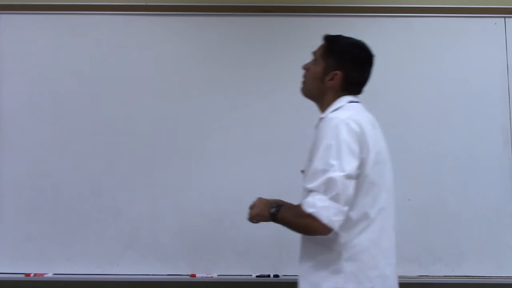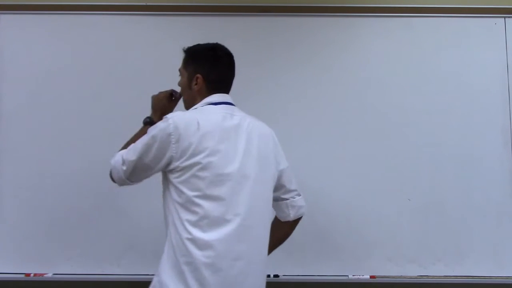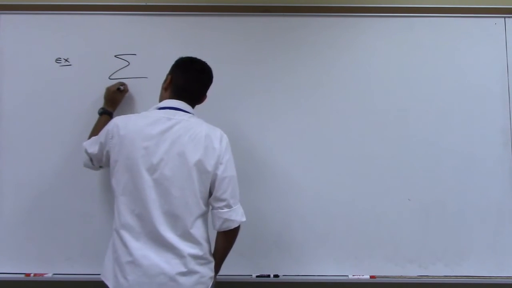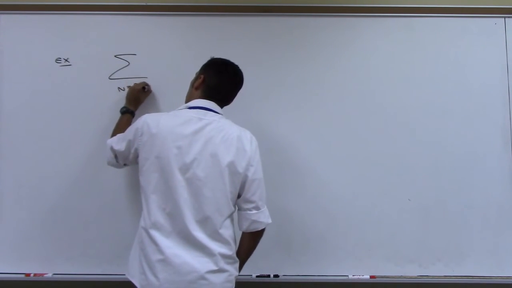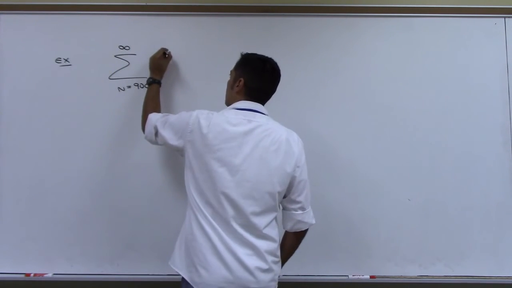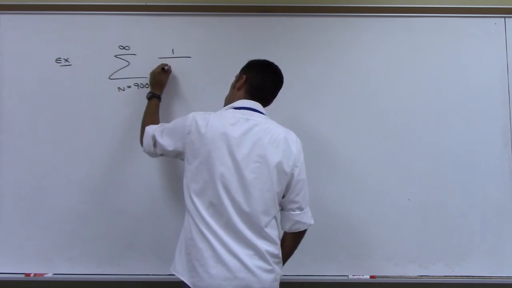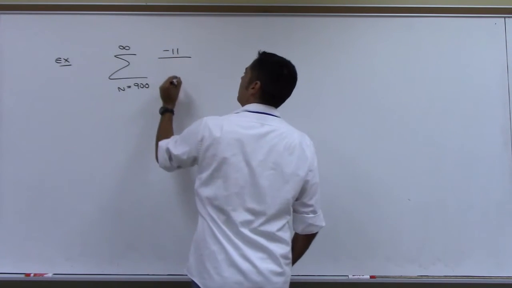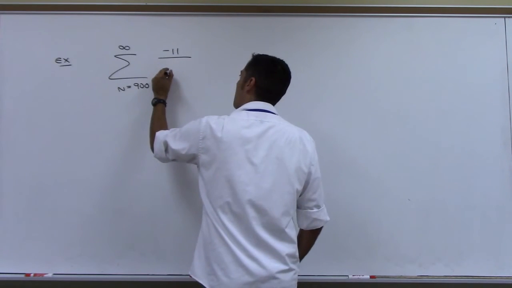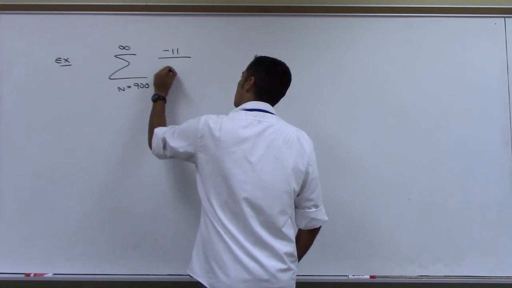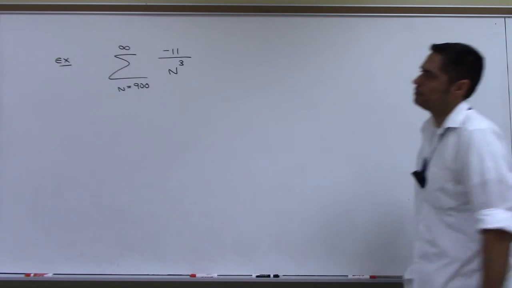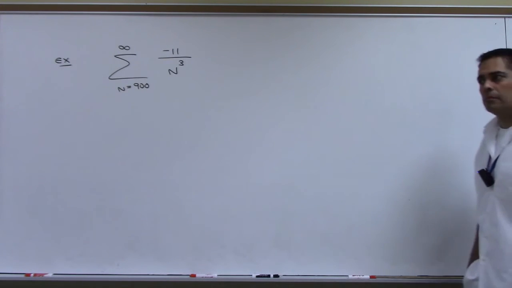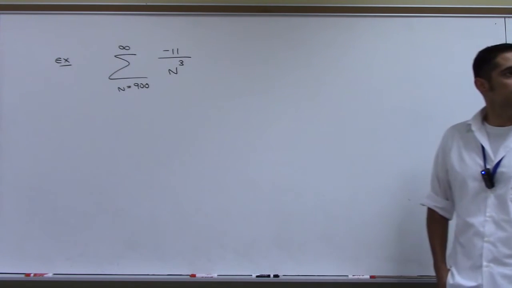Oh, how about this? I have a question for you here as another example. Sum n equals 900 to infinity of, well, let's make it negative 11 over n cubed. What do you think? Think it's a convergent p-series? Yeah?